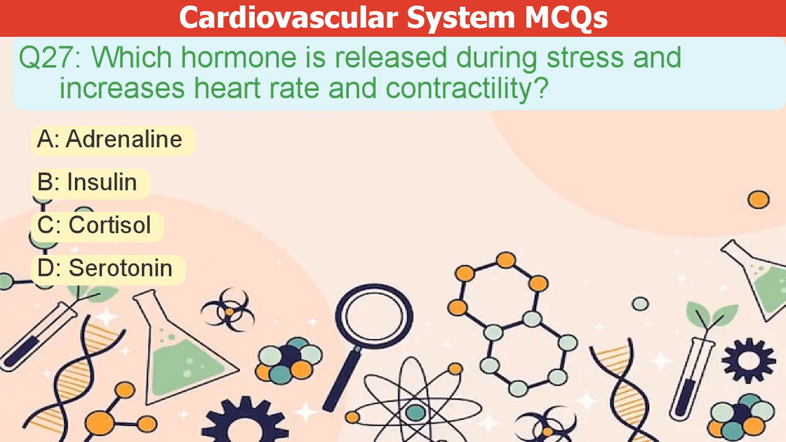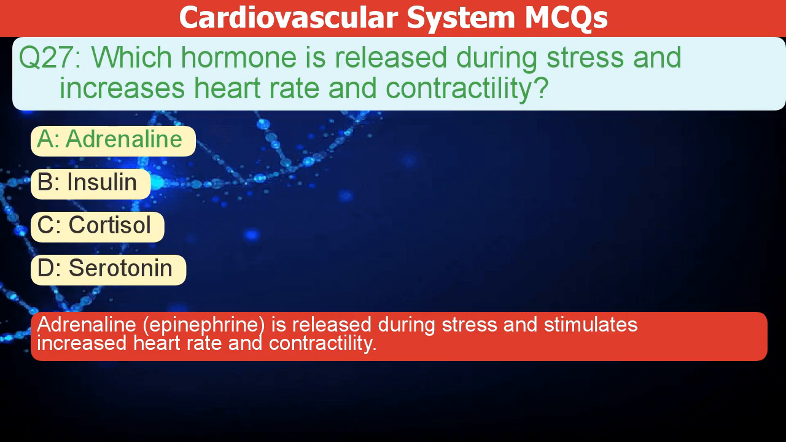Which hormone is released during stress and increases heart rate and contractility? A. Adrenaline. B. Insulin. C. Cortisol. D. Serotonin. The correct answer is A. Adrenaline, also known as epinephrine, is released during stress and stimulates increased heart rate and contractility.